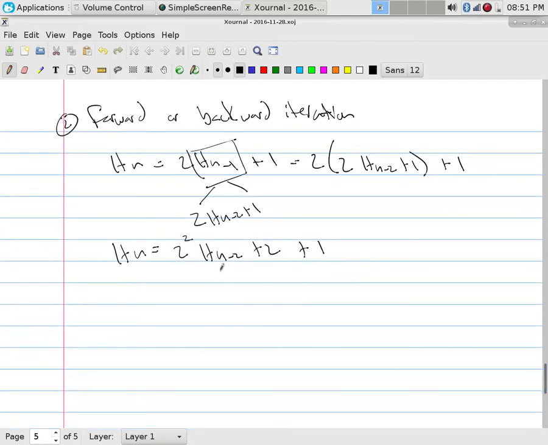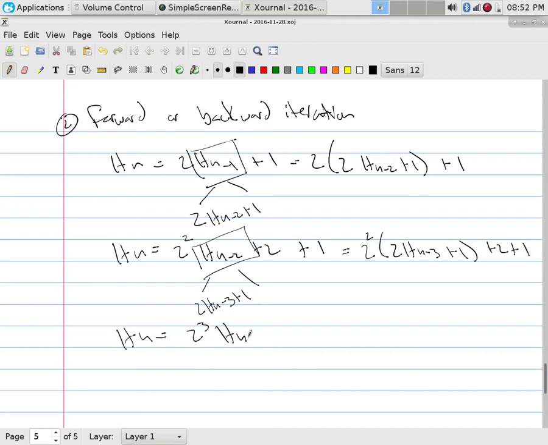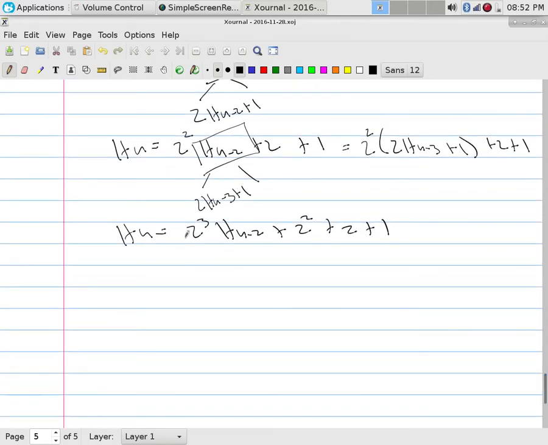But on the other hand, h sub n minus 2 is twice h sub n minus 3 plus 1. And we can plug that in there. So that's twice, let me see, I got my 2 squared, and then I got twice h sub n minus 3 plus 1, and then I got my plus 2 and my plus 1. And so h sub n is equal to 2 cubed h sub n minus 3 plus 2 squared plus 2 plus 1. Obviously, we would go down until I can see what the pattern is. Oops, that's minus 3. I see the pattern. That's a 3, that's a 3.